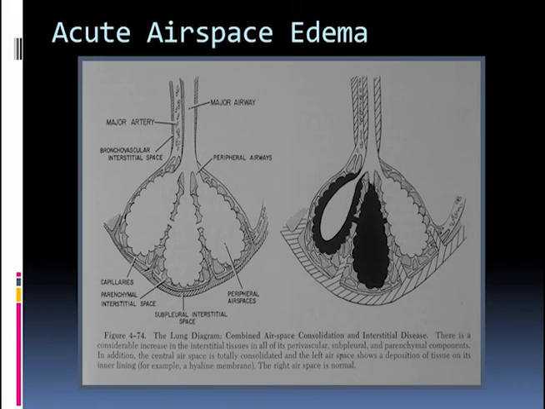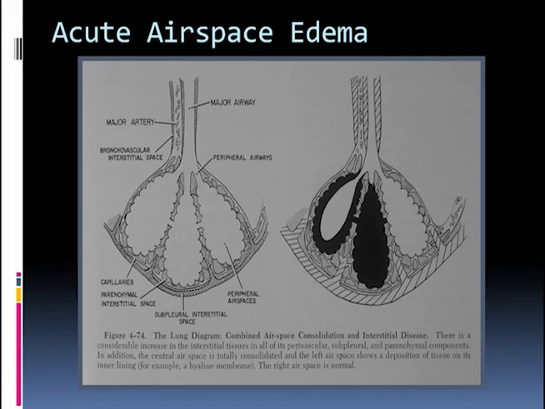So, eventually as interstitial edema progresses, the fluid flows over from the interstitial space into the air spaces, and we get airspace edema. And this is a diagrammatic representation of that.